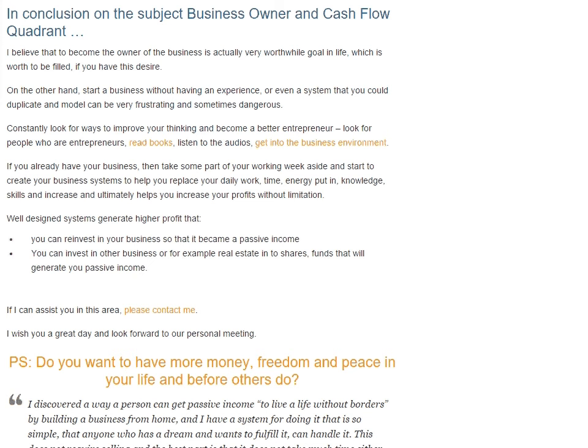A well-designed system generates higher profit that you can reinvest in your business so that it becomes a passive income, and you can also invest in other businesses or, for example, real estate, shares, funds that will generate your passive income.